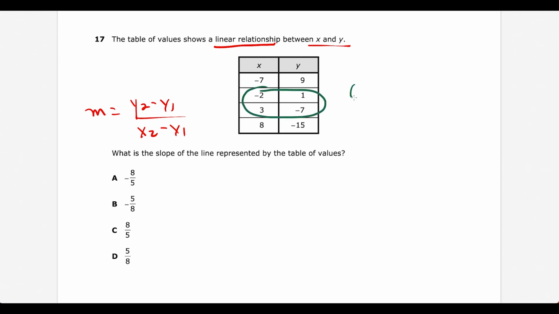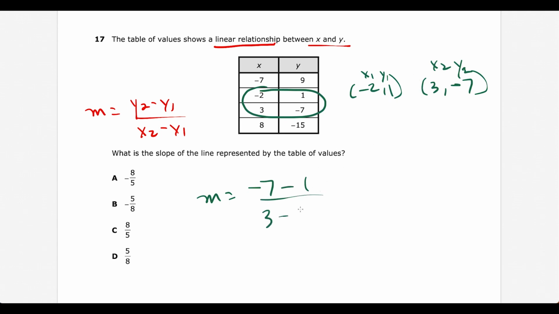So then I'm going to say -2, 1. That's my x1, y1. And then 3, -7, that's my x2, y2. So our slope here, let's just clean that up a bit, is going to be -7 minus y1 is 1 over x2 is 3 minus x1 is -2. And this is -8 over 5, definitely choice A.